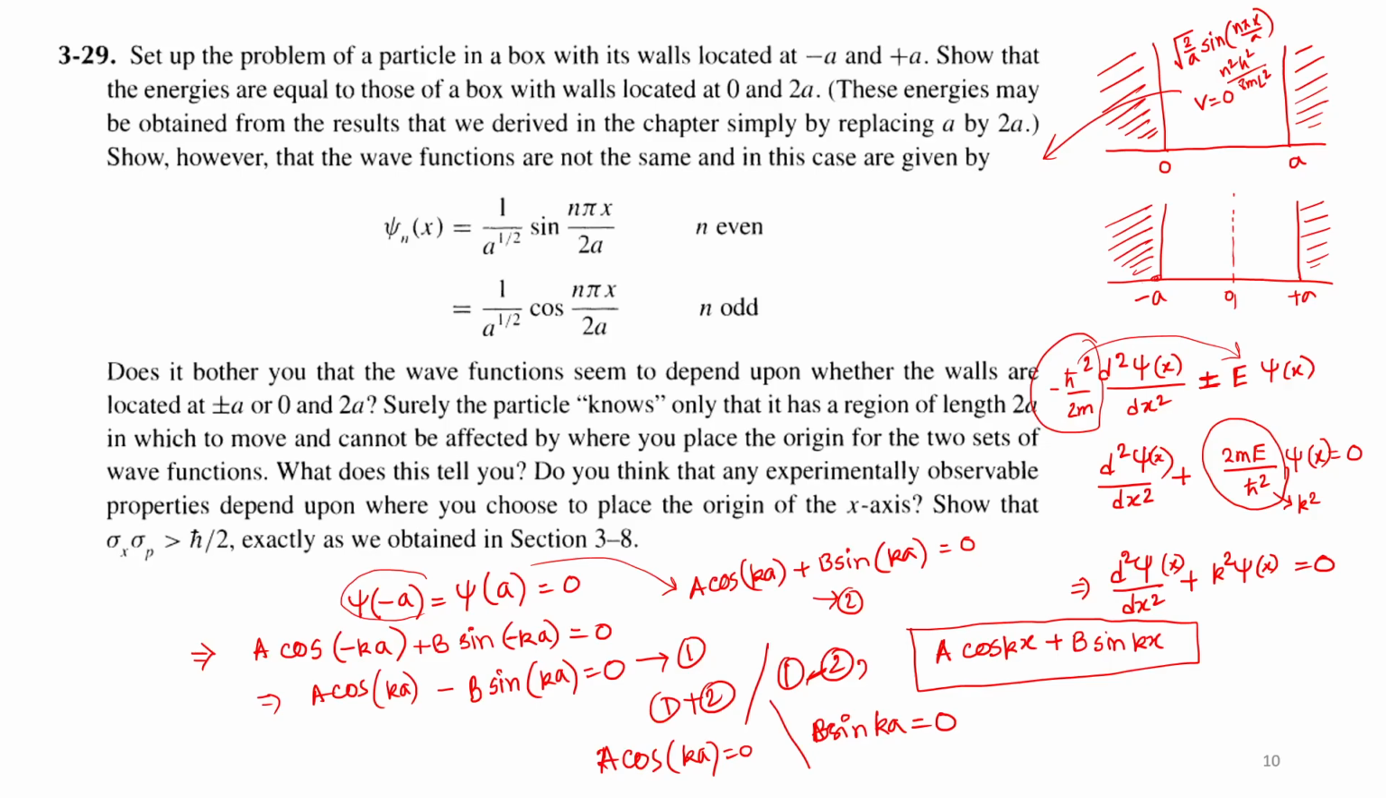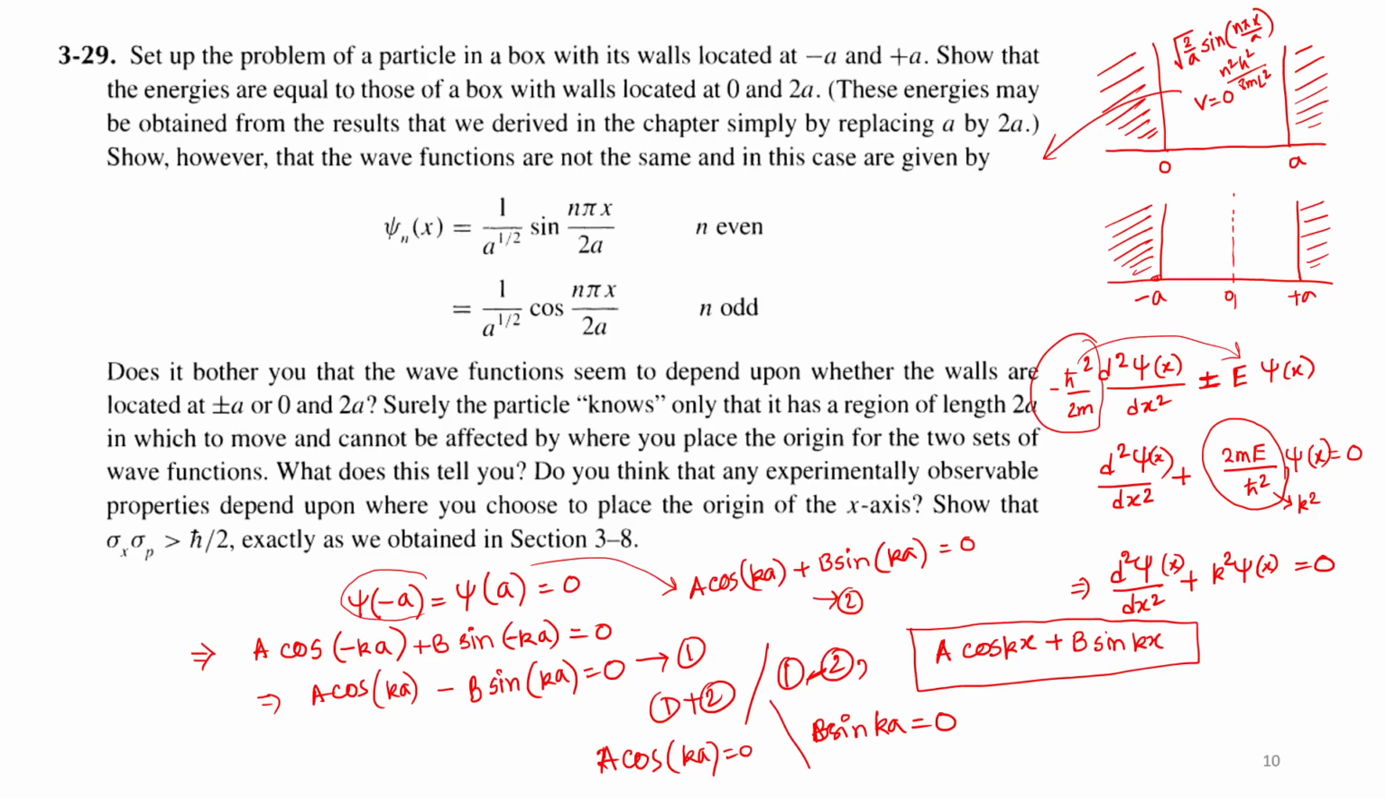Anyone? No. Okay. So if you do it like that, then cos of minus k is cos k, yes, because cos of minus theta is cos theta. That is the trigonometric identity we are using. And sine of minus theta is minus sine theta. So we are getting this kind of equation, that A cos ka is 0 and B sin ka is also 0.